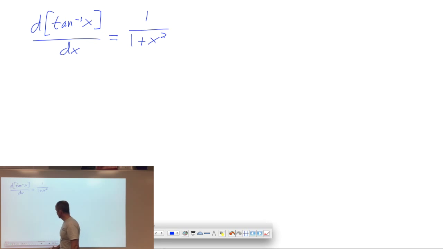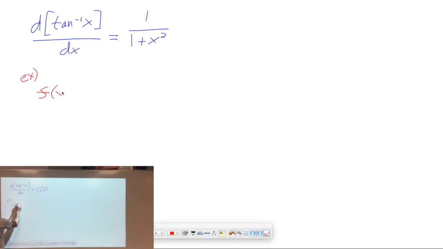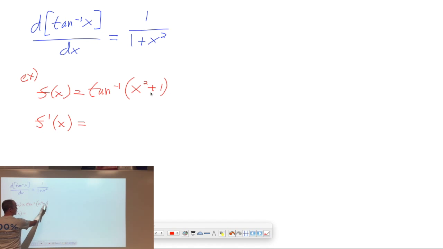Well, let's say, for example, f of x equals inverse tangent of x squared plus 1. F prime of x then is, we follow the chain rule. Take the derivative of the outside function, which is inverse tangent. So that's 1 over 1 plus x squared, except here we have an inside function. The inside function doesn't change.